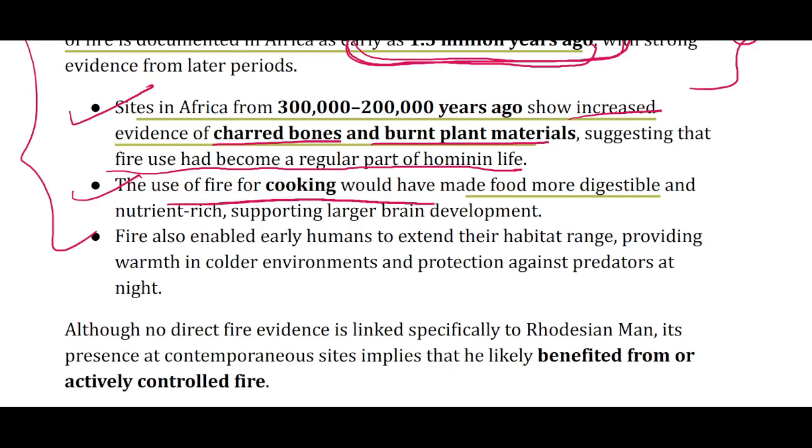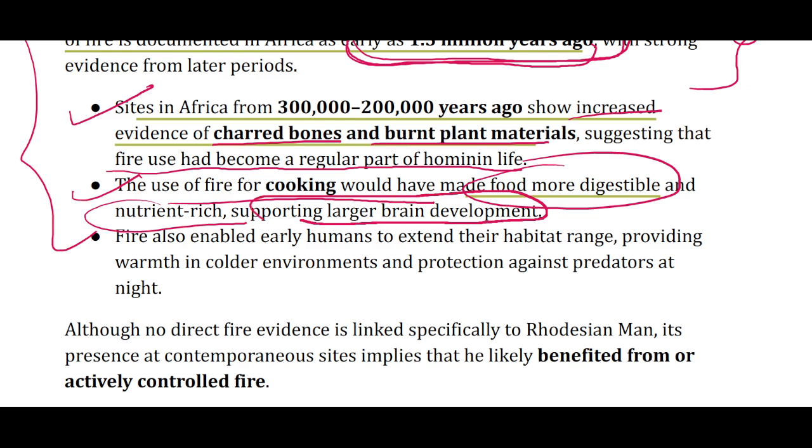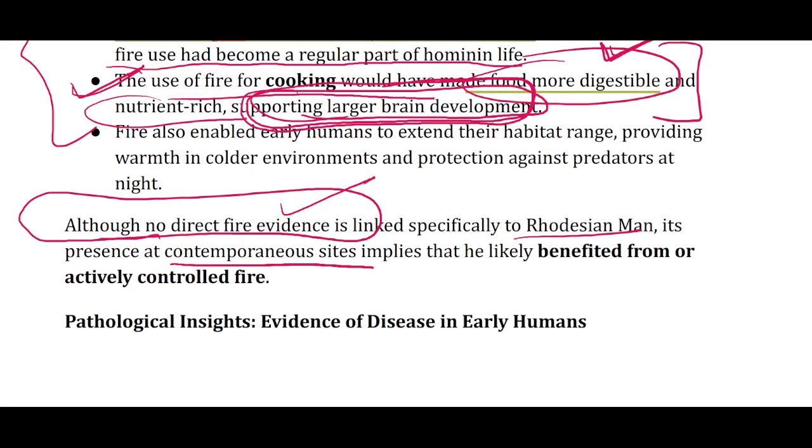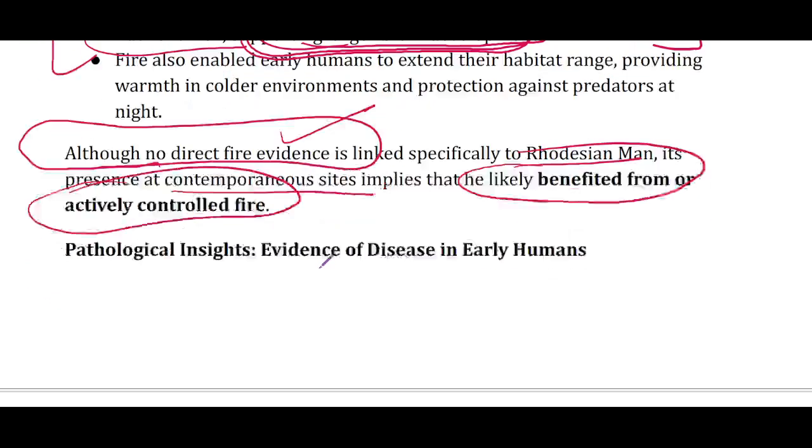Now, the use of fire for cooking would have made food more digestible and nutrient rich, supporting large brain development. So, for UPSC perspective and even anthropological perspective, you should remember these small cues that help in survival and evolution of species. All in all, the whole interpretation is speculative because no direct fire evidence can be linked to Rhodesian man, but contemporaneous sites imply that he likely benefited from or actively engaged in controlled fire.